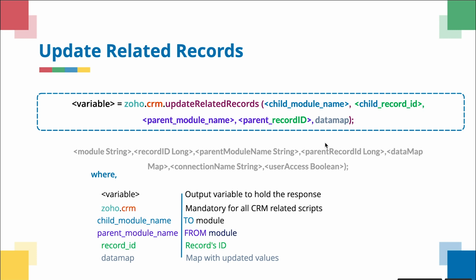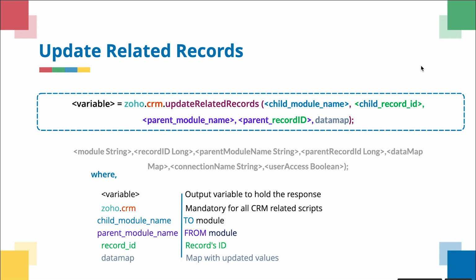The syntax goes like this. You say variable name equals Zoho dot CRM dot update related records. You mention the child module's name and the ID, the parent module's name and the ID, and the data map. Yes, I know what you're thinking. There's no one-to-many relationship, so how do we know which one is the parent and which one is the child? I will explain that with examples.